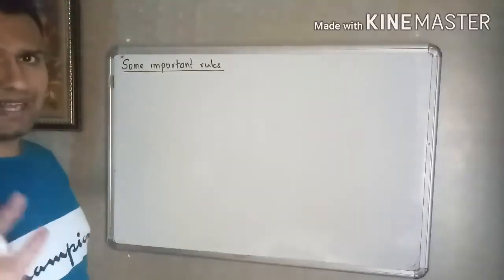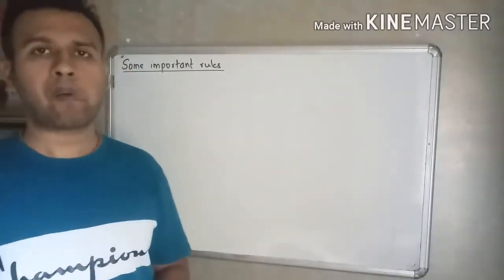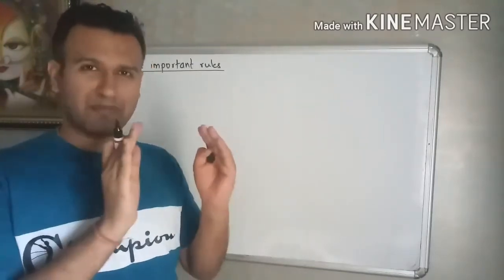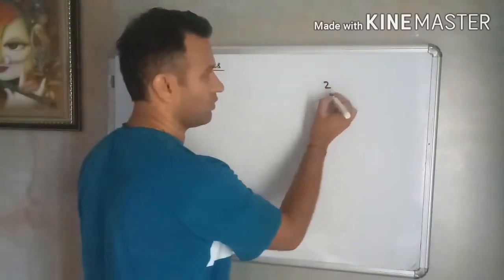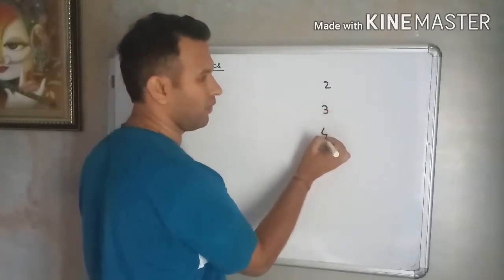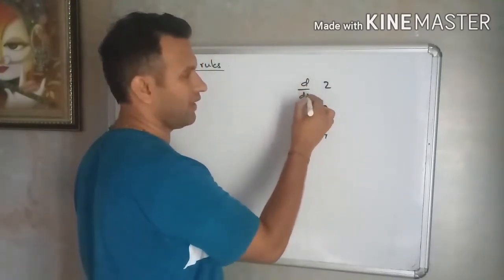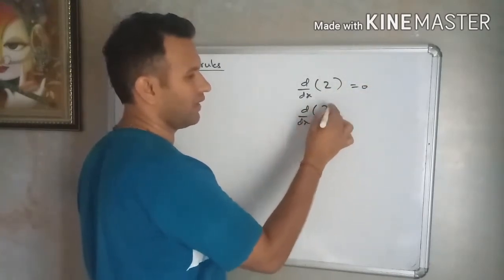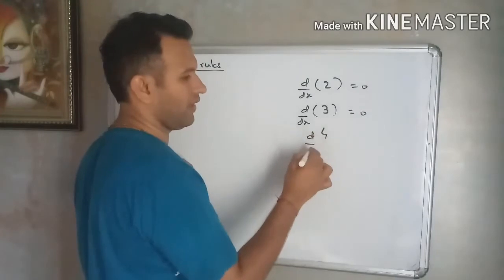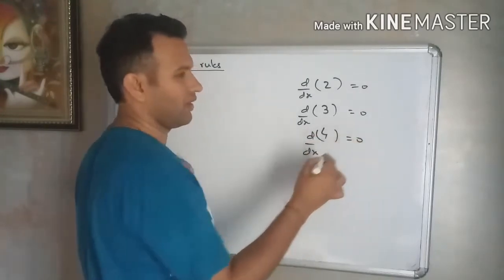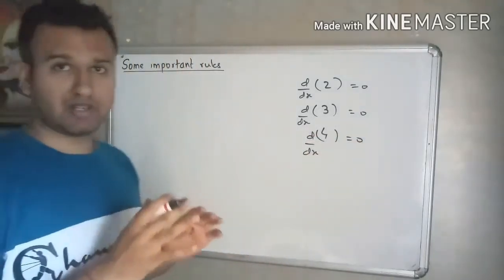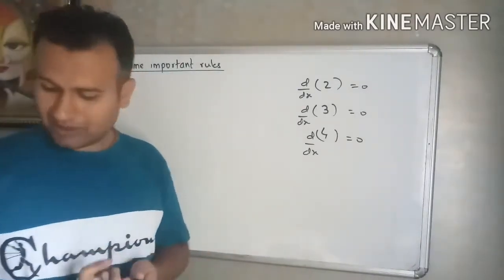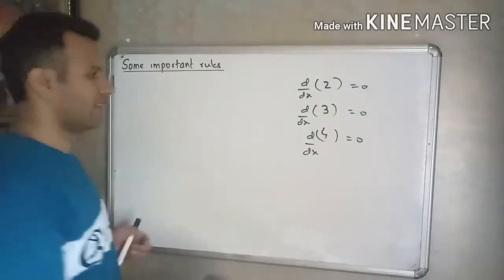Okay students, so in the last lecture we had discussed the first rule. The first rule was, if we have a constant, like 2, 3, 4, the derivative of a constant will be 0. If the constant is all alone, so if we have only the constant, that was rule number 1: the derivative of a constant is 0.